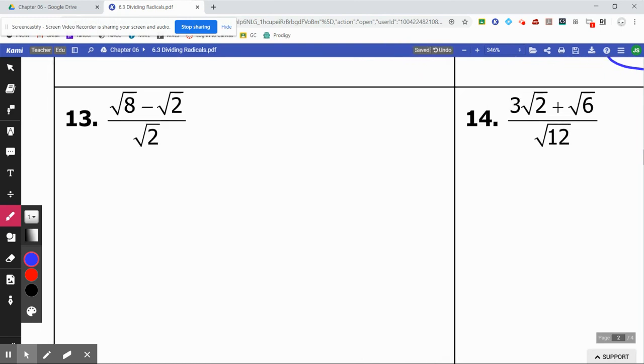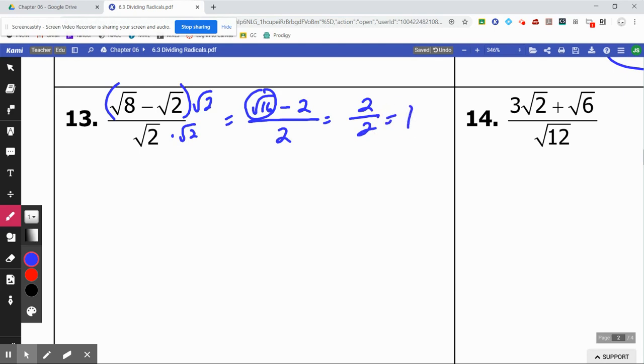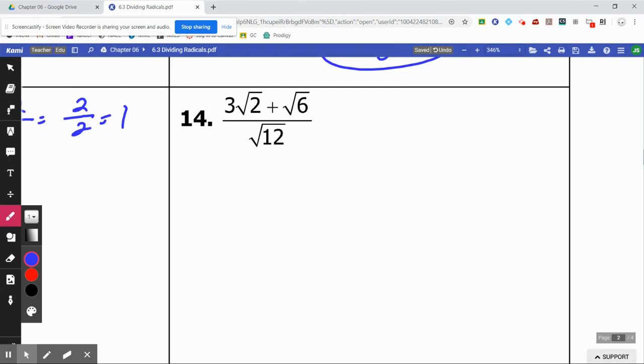Number 13. Now I have a binomial on top. So when you multiply the top by root 2, make sure you multiply everything by root 2. So you have root 8 times root 2, which is the square root of 16, minus square root of 2 times square root of 2, gets rid of the square root. On bottom, same thing. So on top, you have 4 minus 2 over 2, which is simply 1. So that divides out to be just a single 1.